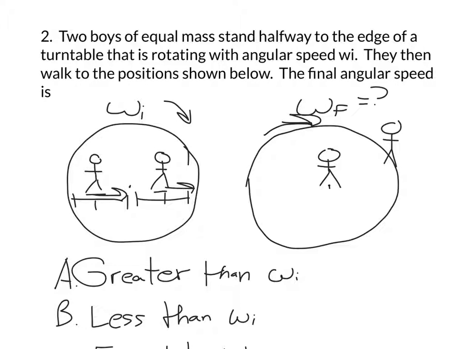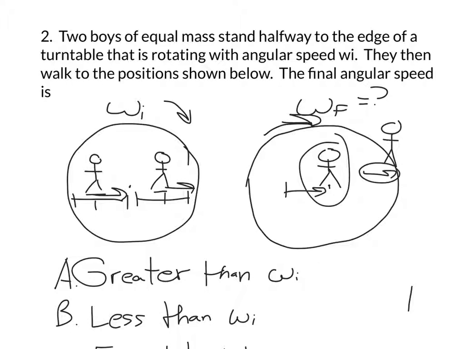And let's look at how far they walked. This guy walked from here to here. He walked half a radius. This guy walked from here to the edge, which is also half a radius. So this guy took a mass and decreased its moment of inertia by that half a radius. And this guy took his mass and increased its moment of inertia by half a radius. So the net change in moment of inertia ought to be 0 if I'm doing that correctly.